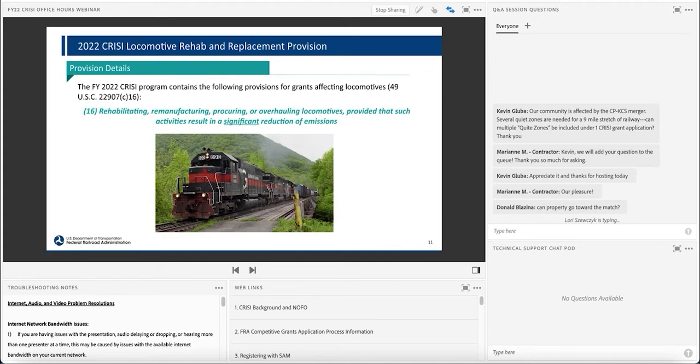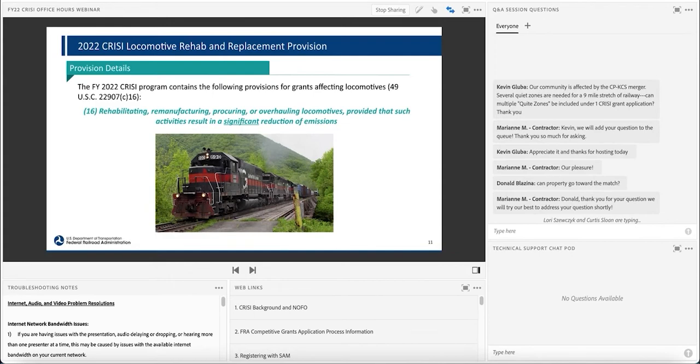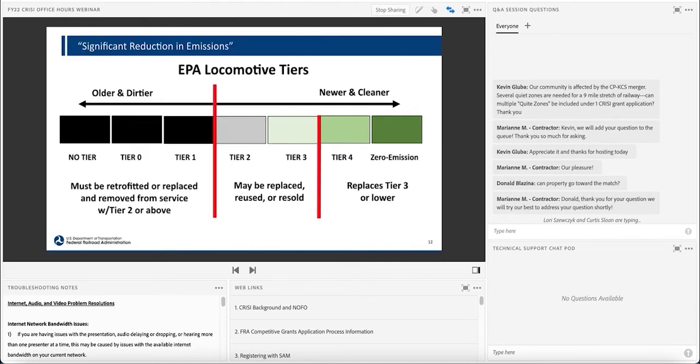So this is a new provision. Under CRISI, you certainly can get funding to purchase locomotives, but this specific provision really aims at trying to reduce emissions from older locomotives. And so I'll define significant reduction of emissions for you in this next slide. I've made this little chart to try to explain this better. So when we got this requirement, the first thing I looked to was the EPA tiering criteria and tried to look for natural breaks that made sense for defining what would be a significant reduction in emissions for a rehabilitated or a replaced locomotive. And this is what we came up with.